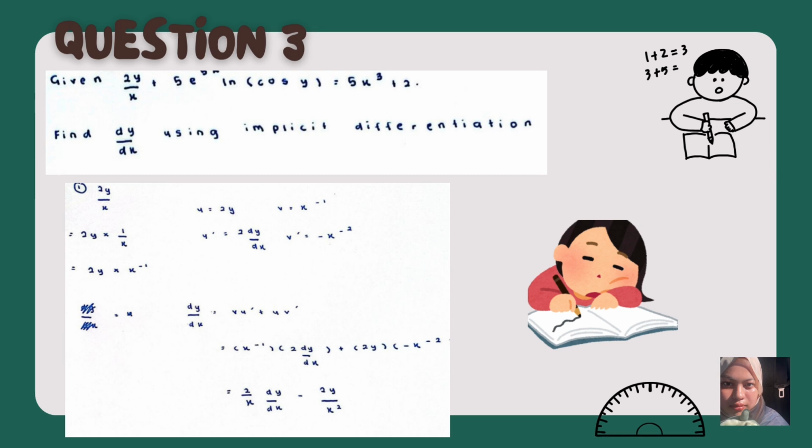And then we use the power rule, we find u equal to 2y, v equal to x to the power negative 1. For u prime, we differentiate 2y and get 2 dy/dx, and for v prime we get negative x to the power negative 2, and then put it in the formula vu prime plus uv prime. So for the first one we got 2 over x dy/dx minus 2y over x squared.